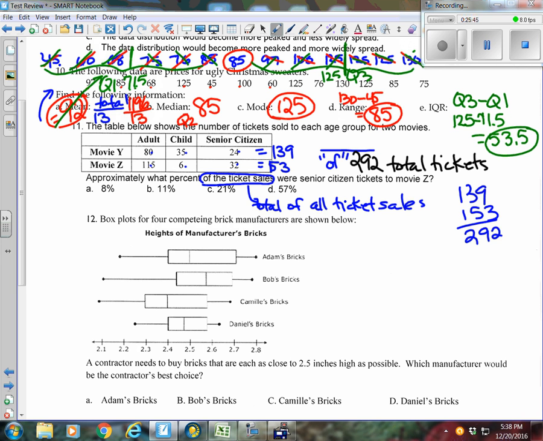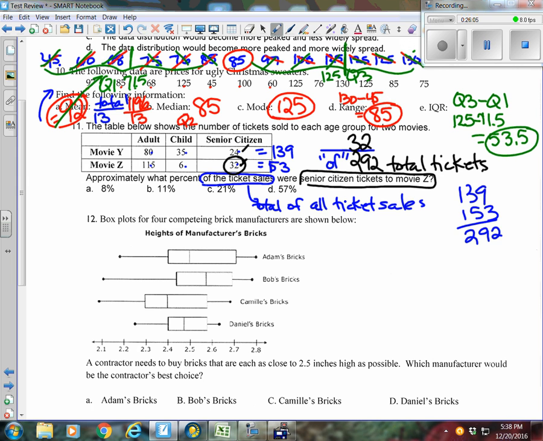Now, I have to keep reading. It says, senior citizens to movie Z. Senior citizens saw 2 movies. Some of them saw movie Y, some of them saw movie Z. So the one I'm looking for is the senior citizens who saw movie Z. So I'm looking for 32 that met the top criteria. That's the part that I'm looking for out of the whole amount, 32 divided by 292.